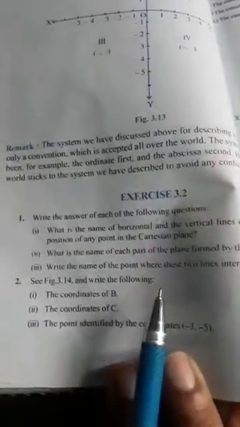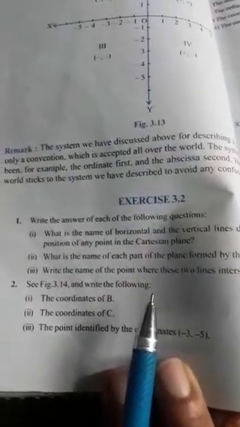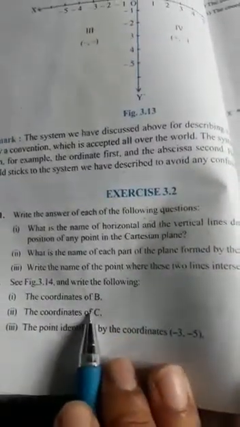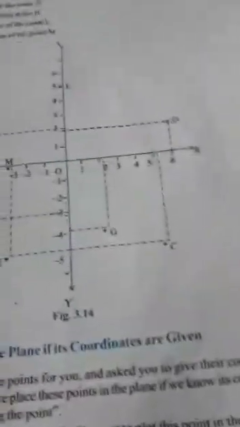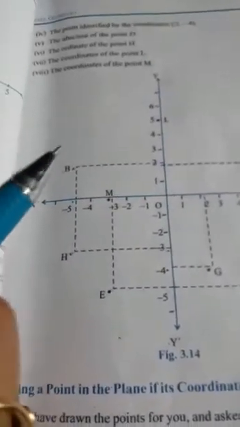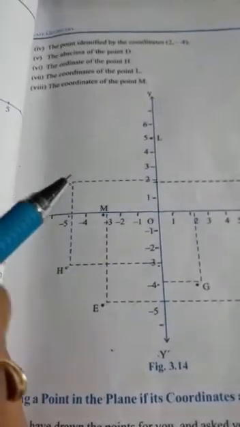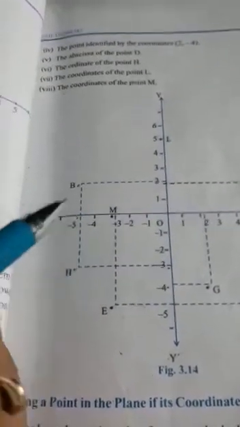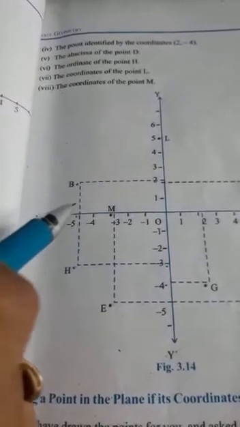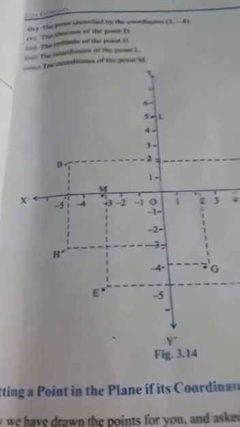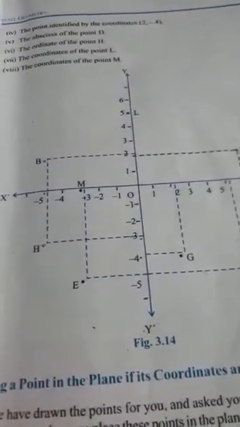Next question is, you are given a diagram and you have to tell the coordinates of different points. As here in the first part you have to tell the coordinates of B. So from the graph you can see where B lies. B point lies here, that is 2 units above the x-axis and 5 units to the left of the y-axis. So its coordinates will be (-5, 2). In this way you have to find the coordinates of all the points.